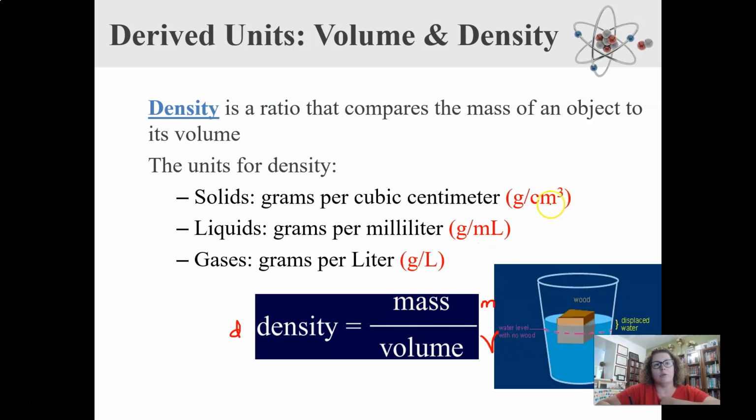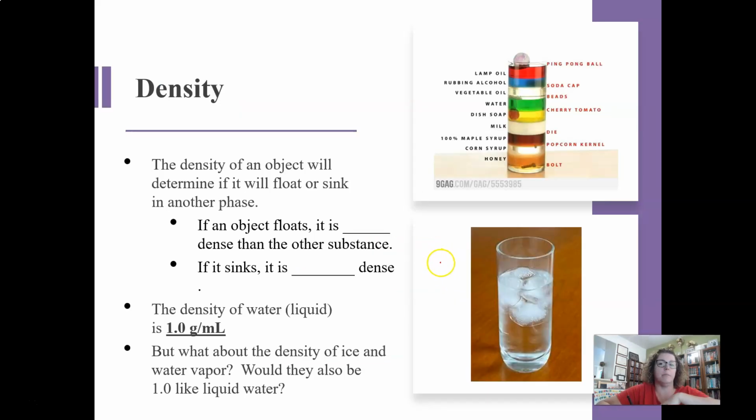So mass is always grams, no matter what state of matter you're looking at, so it'll always be grams over something. But when you change the state of matter, the volume units will change. So density is grams per centimeters cubed for solids, grams per milliliter for liquids, or grams per liter for gases, okay? I bring this up because in your beginning chemistry course, honors, CP, whatever it is, you probably did density labs at the very beginning, where you took some objects and put them in water and saw if they sank or floated.